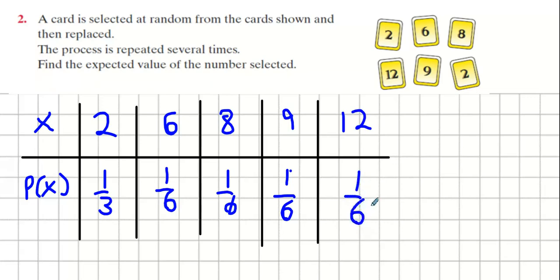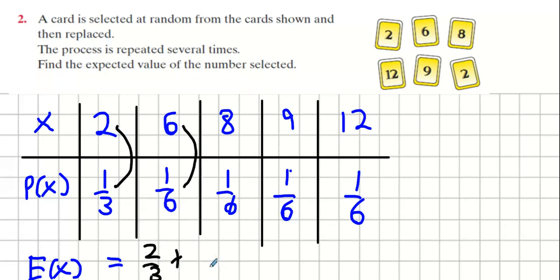Now, here's what you do to get your expected value, otherwise known as E(X). What you do is you multiply your number by its probability. So 2 times a third is 2 thirds. 6 times a sixth, 1. 8 times 1/6, 8 over 6, otherwise known as 4 over 3. 9 times a sixth, 1.5, or 9 over 6, 3 over 2. And finally the last one, 12 times a sixth, which is 2.